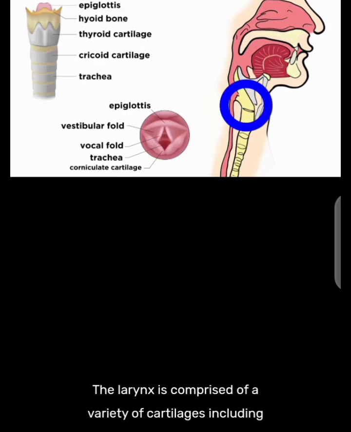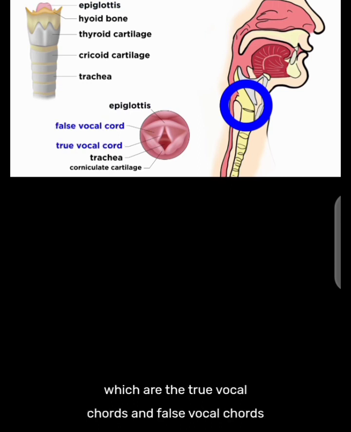The larynx is comprised of a variety of cartilages, including the epiglottis, which stays open for airflow, but when swallowing, it will cover up the laryngeal inlet so that we don't end up breathing our food. Then we see the vocal folds and vestibular folds, which are the true vocal cords and false vocal cords, respectively. More on these structures another time.